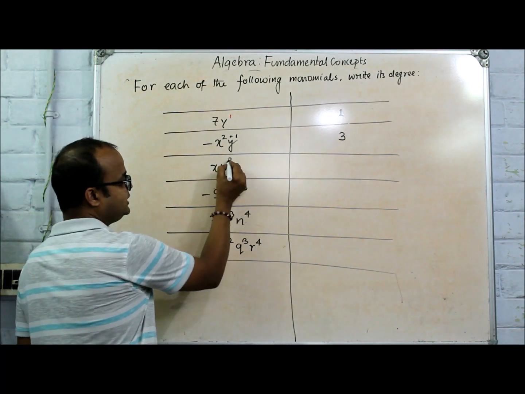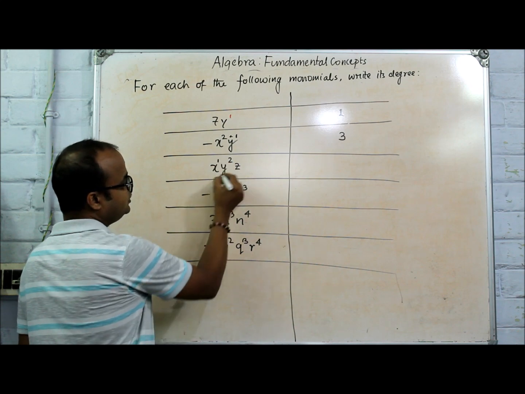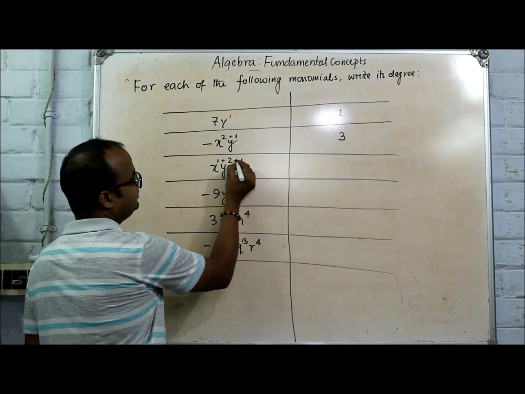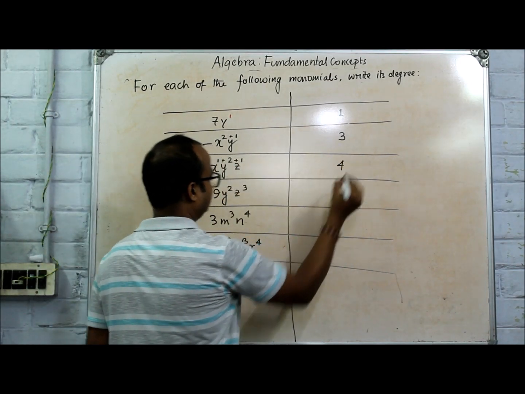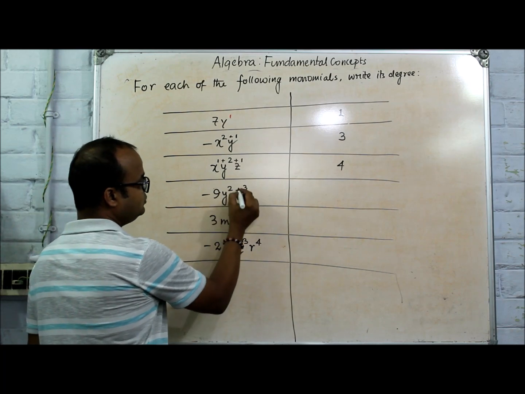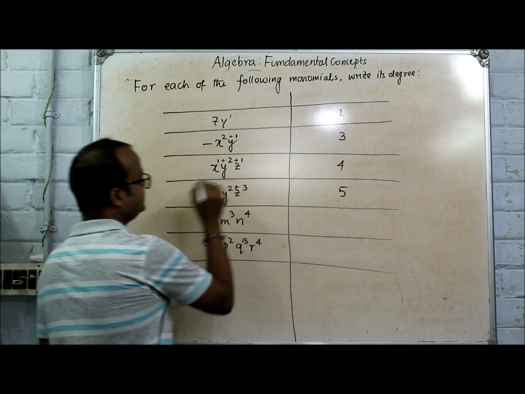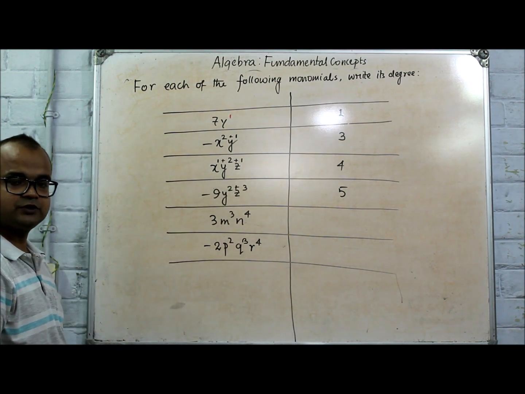X y square z. X can be written as x to the power 1, y square, z to the power 1. 1 plus 2 plus 1: 1 plus 2 is 3, plus 1 is 4. For the next one, 2 plus 3 is 5. In the same way, try these two sums.